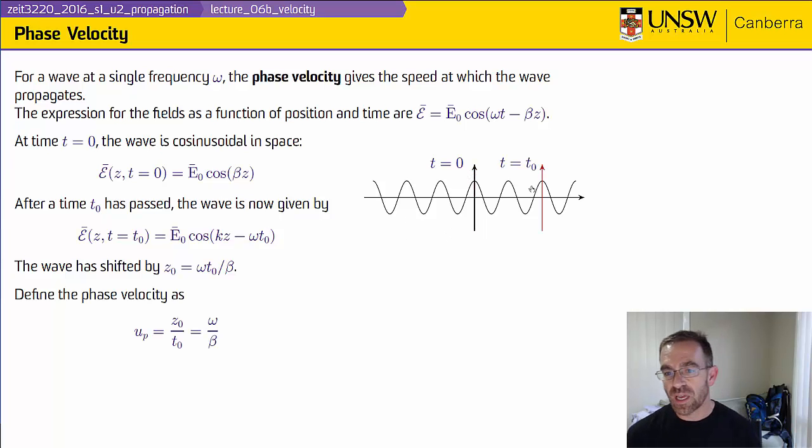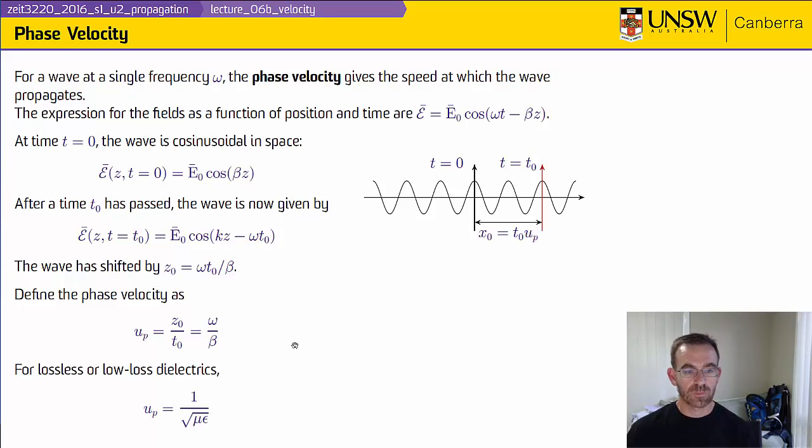But at some later time, t0, that peak has moved to the right by a distance. The distance that it's moved is omega t0 over beta. That's the shift that the phase has made over that time. And we can define the phase velocity as that distance divided by the time, and we get omega divided by beta. For lossless or low-loss dielectrics, that phase velocity is given as 1 over the square root of mu epsilon, because we know that beta equals omega square root mu epsilon.